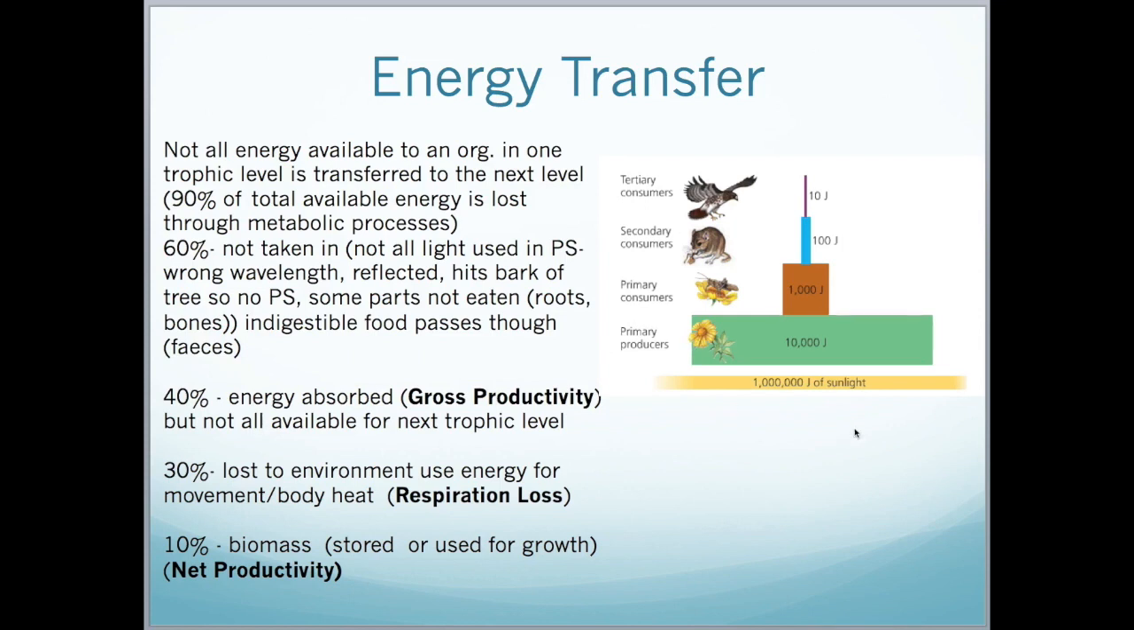Here I've got a diagram where we can see we start off with 1,000,000 joules of sunlight. For the primary producer, only 10,000 of those joules are left. For the primary consumer, only 1,000, secondary only 100, and then the tertiary only 10 joules. So it's only about 10% efficient.